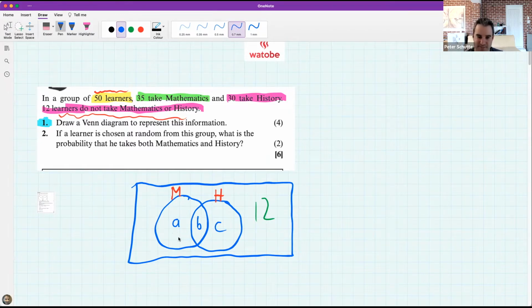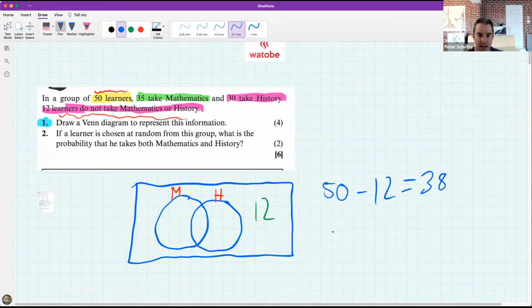Hi. I think you should minus the 12 for both the people who take math and history. So 50 minus 12, which is 38. Am I right? Is that what you were saying? Oh, wait. No, I was saying that you should minus the 12 from the 35 and the 30.